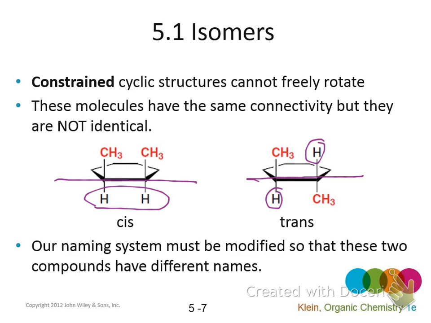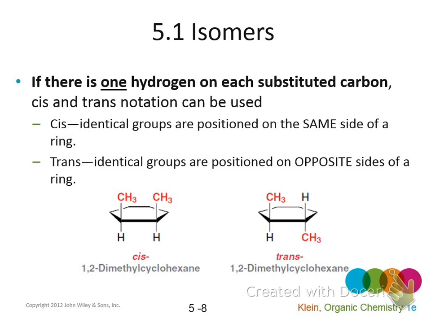When I do that with butane, because it can rotate, they could be on the same side or opposite sides, but the rotation means it's not a different molecule. So in order for you to have cis-trans isomerism, which is a type of isomer, it has to be constrained. That's the important part. Has to be constrained. Now, you've seen other types of molecules that are constrained. Here's another type of molecule that's constrained.